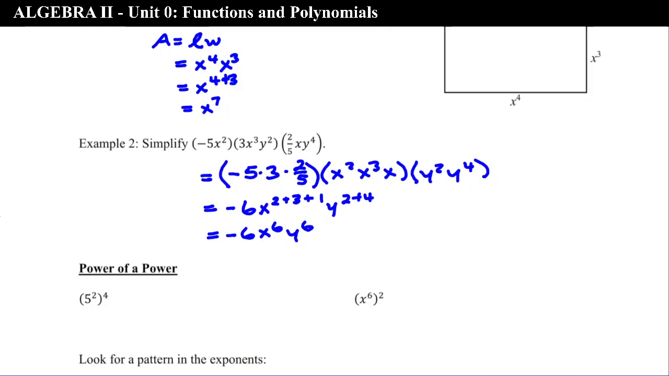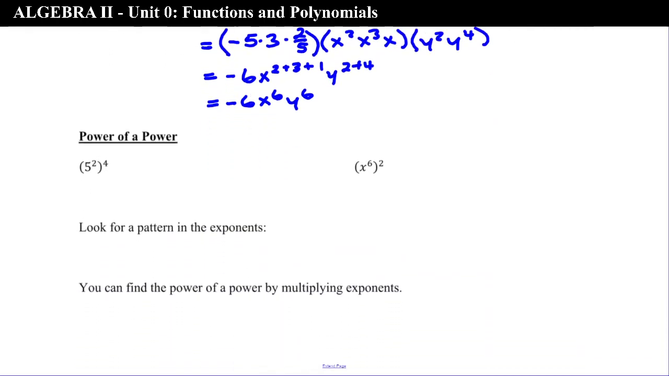Okay, now let's move on to our next rule, which is power of a power. When we're dealing with power of a power, let's see what kind of result we can get using the rule we just learned. We can rewrite 5 squared to the 4th as 5 squared times 5 squared times 5 squared times 5 squared.